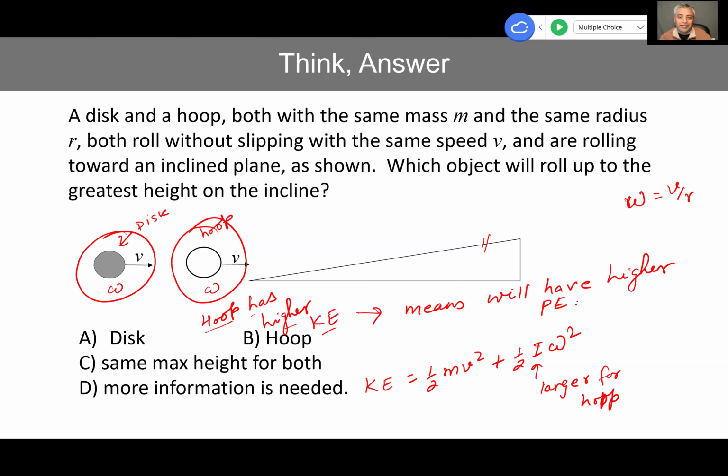Why? Because energy is conserved. Whichever has the initially maximum, finally that will have the maximum as well at the maximum height. So since tensile energy is higher, see, mass is same for both. So that means Y is larger.